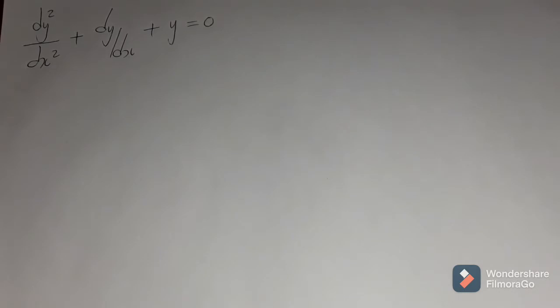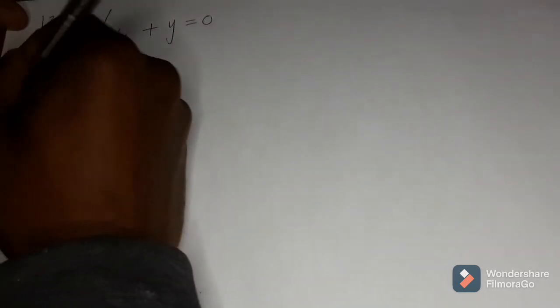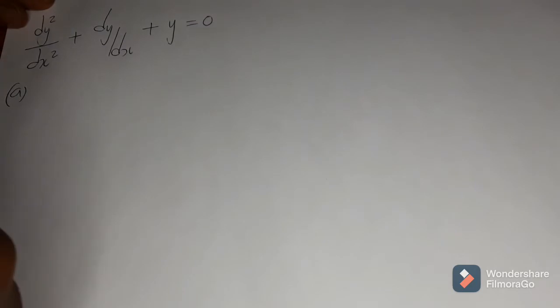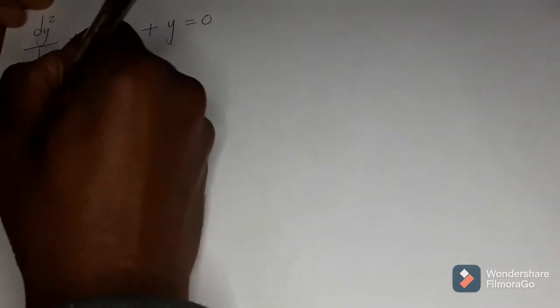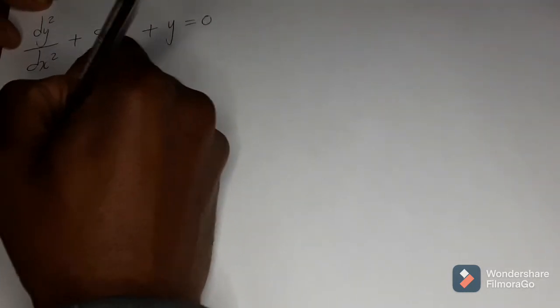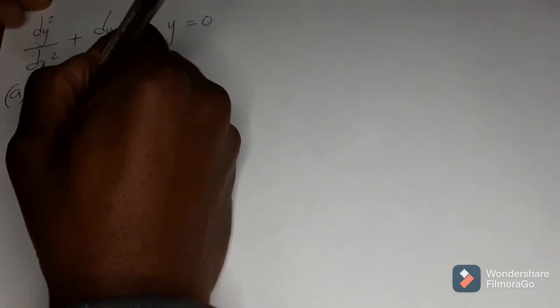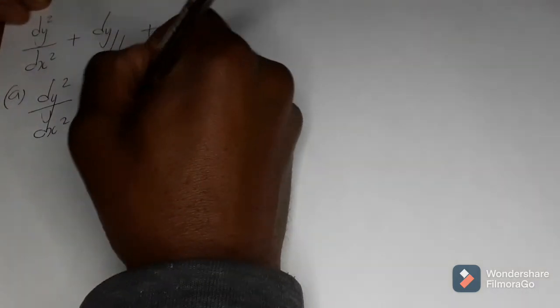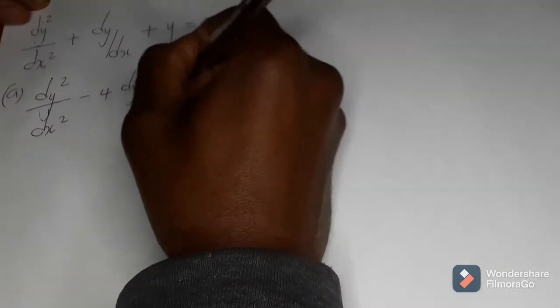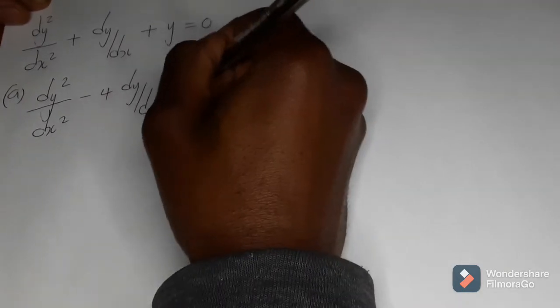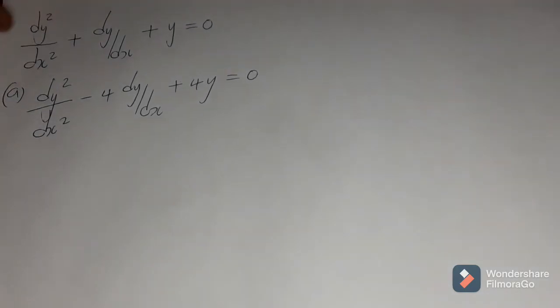So our first example, example A, we're gonna have d squared y over dx squared minus 4 dy over dx plus 4y equals 0. Okay, so the initial question is we have to find our auxiliary equation.